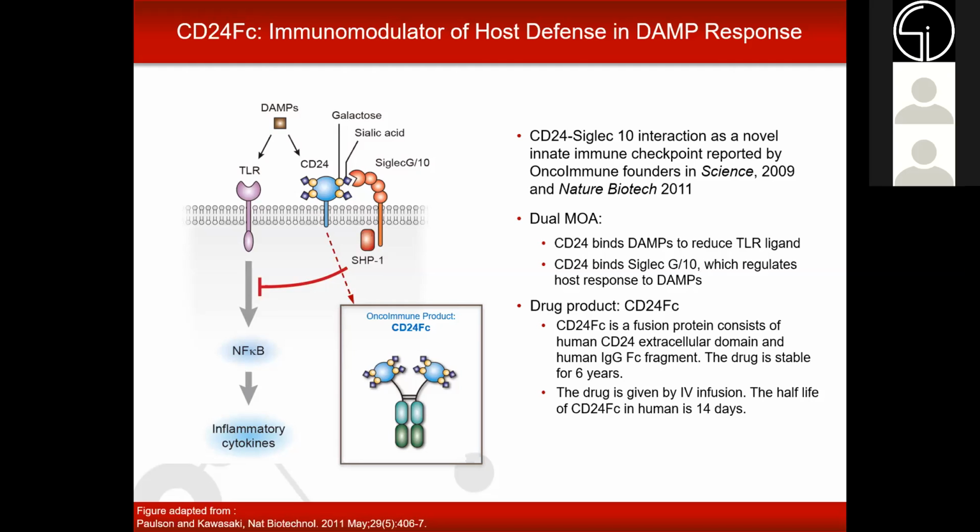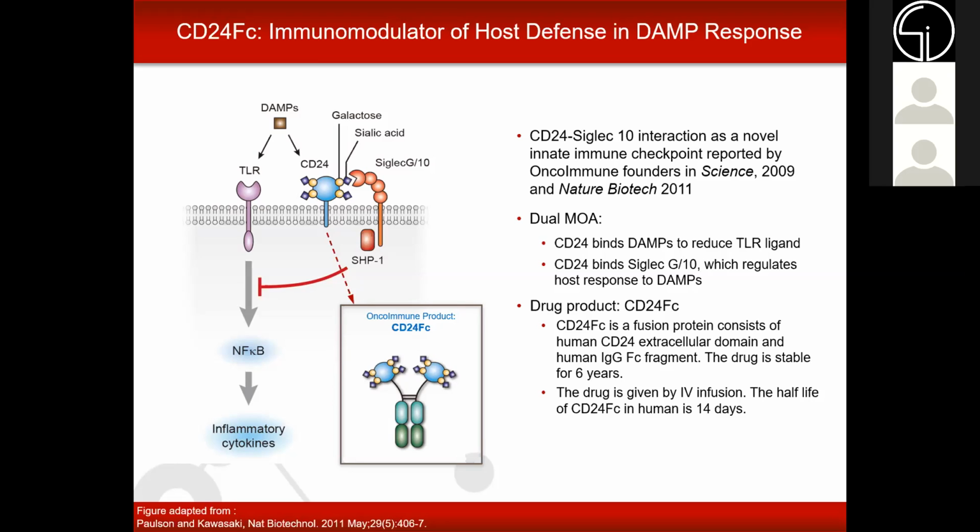Examples are Siglec-G or Siglec-10. These molecules have an intracellular domain with an ITIM motif, an inhibitory motif, and they bind to SHIP1 and give a very negative signal for NF-κB activation. As everybody knows, NF-κB controls the transcriptional activation of multiple cytokines, chemokines, and inflammatory factors.